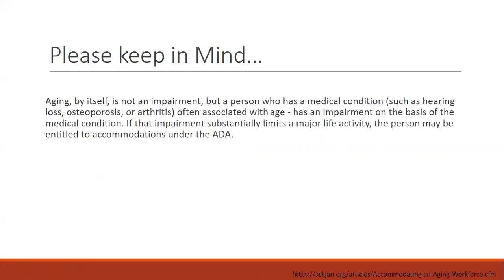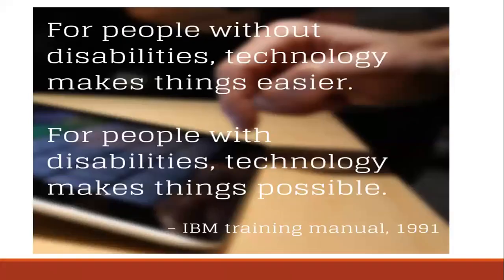And also please keep in mind that aging by itself is not an impairment, but a person who has a medical condition such as hearing loss or osteoporosis or arthritis that's often associated with age does have an impairment on the basis of that medical condition. And if that impairment substantially limits a major life activity, then that person may be entitled to accommodations under the ADA. And here's a quote that I like to have out there to get started: for people who don't have disabilities, technology makes things easier. And for people with disabilities, technology makes things possible.